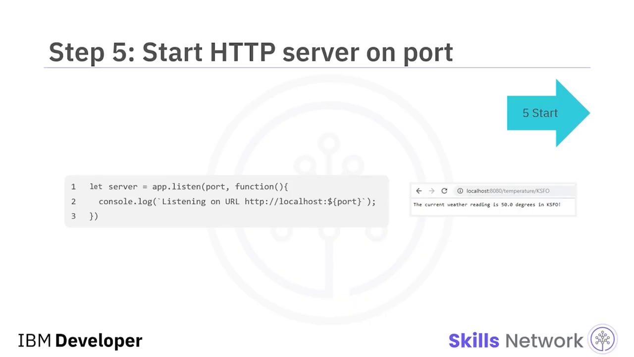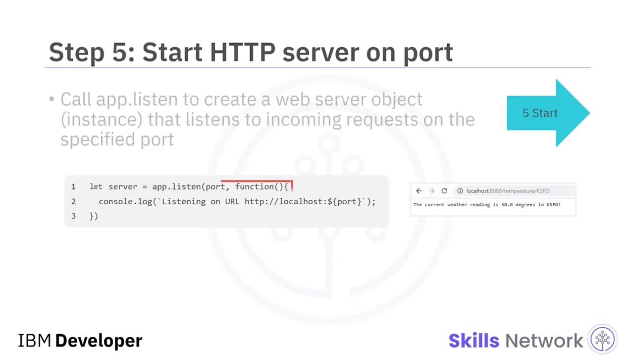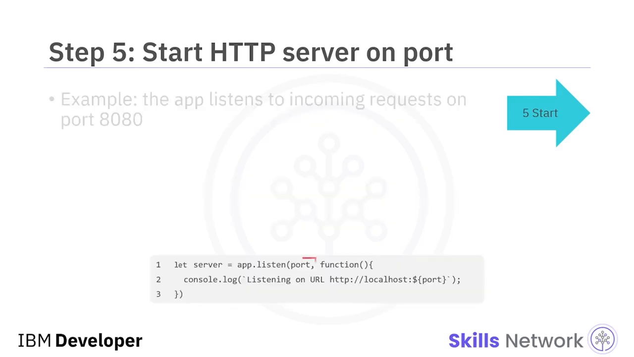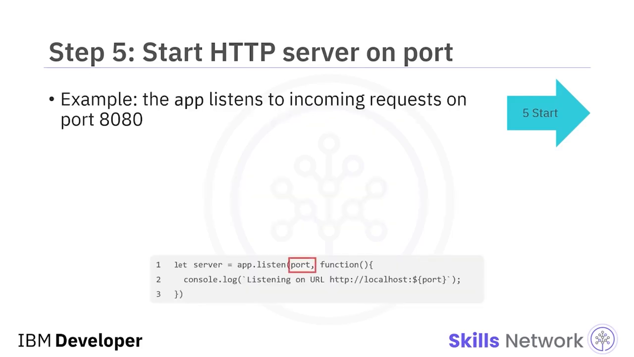In the last step, you start an HTTP server on a given port number. To create an instance of the server from the app, call app.listen to create a web server object, that is, an instance that listens to incoming requests on the specified port. The app listens to incoming requests, for example, on port 8080.